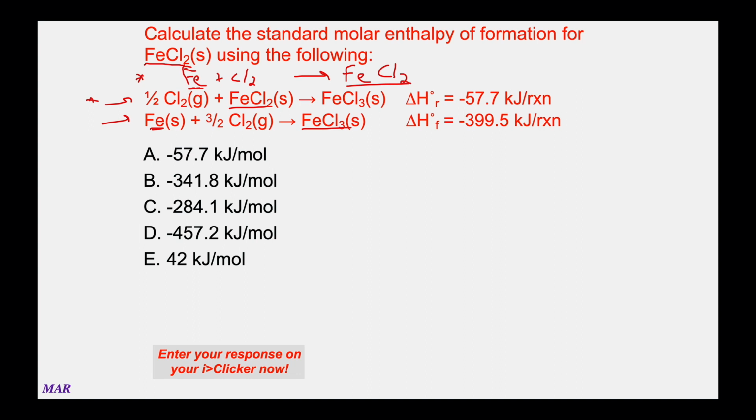So I know right away then on that equation, we're going to have to flip it around. We're going to make the 1/2 Cl2 and FeCl2 products, and FeCl3 will become a reactant. And when you do this, the delta H value becomes positive. You change the sign of it. It becomes positive 57.7 kilojoules. When you flip an equation, you change the sign around. So on this problem, that's what I would do.